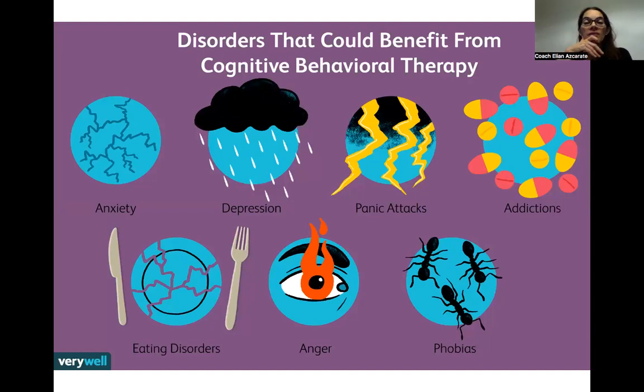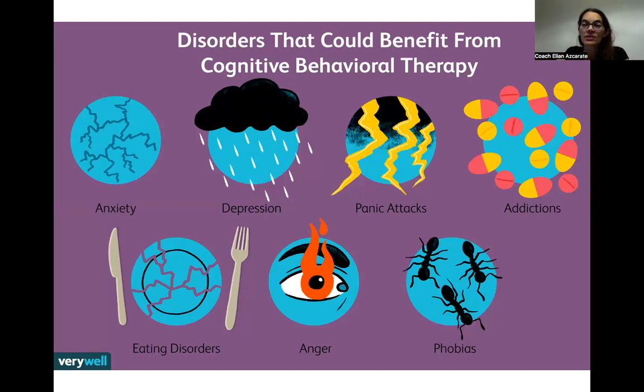Another one that could benefit is depression, when the person is always feeling like things are not going the way they want and they start feeling sad and depressed. Then we have to also help them through cognitive behavioral therapy. Panic attacks, that's not so common. However, the people that experience panic attacks could also benefit from CBT, as well as people having addictions.